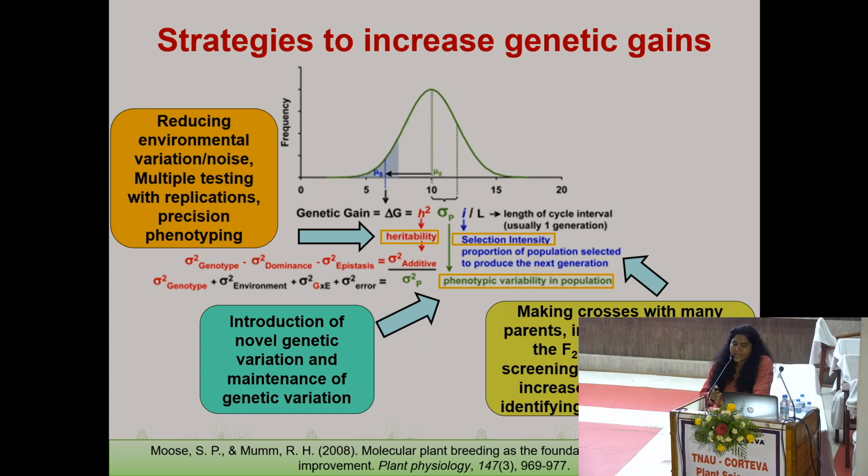And the last thing is the denominator, the length of the cycle interval. As I said, it's about 5 to 6 years in wheat, and what can we do to reduce that generation time, or speed up that cycle time? I've mentioned a few things here: off-season nurseries, shuttle breeding, double haploids, genomic selection, and speed breeding.